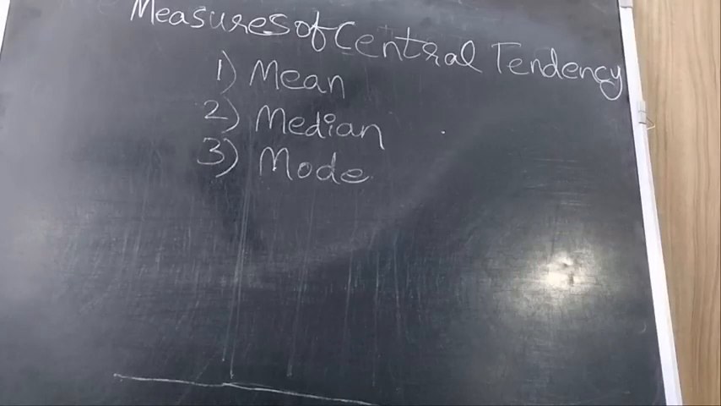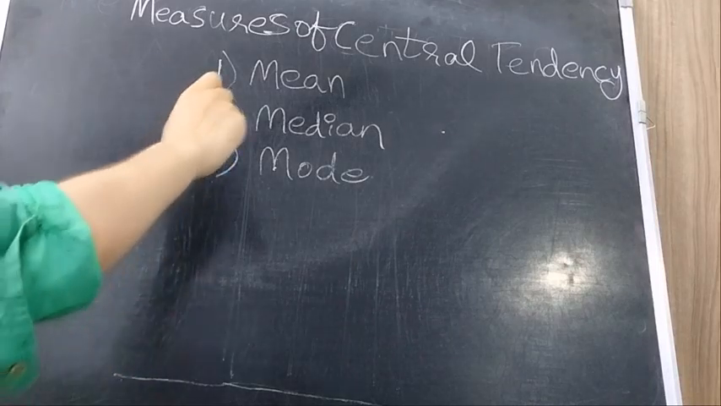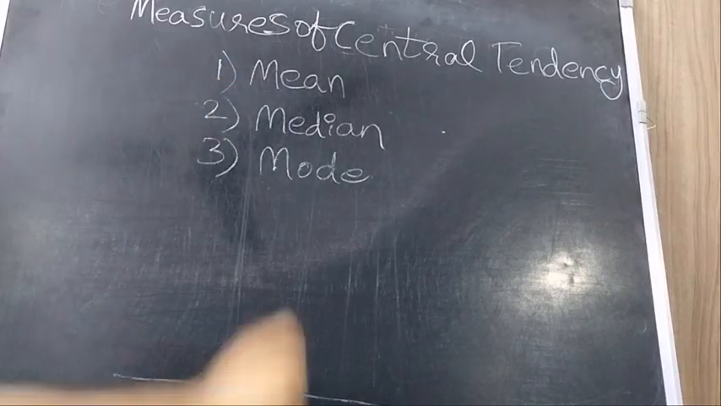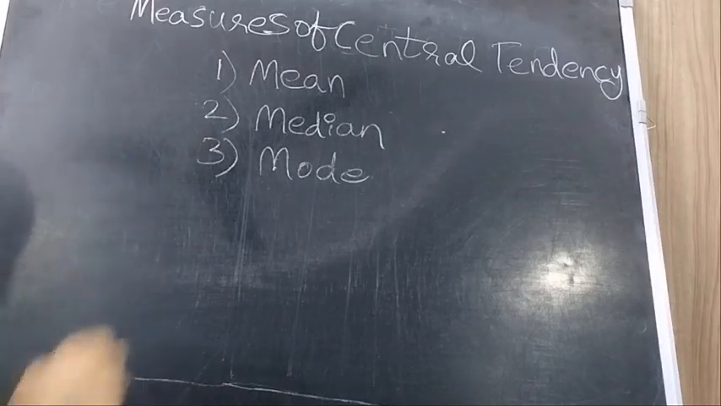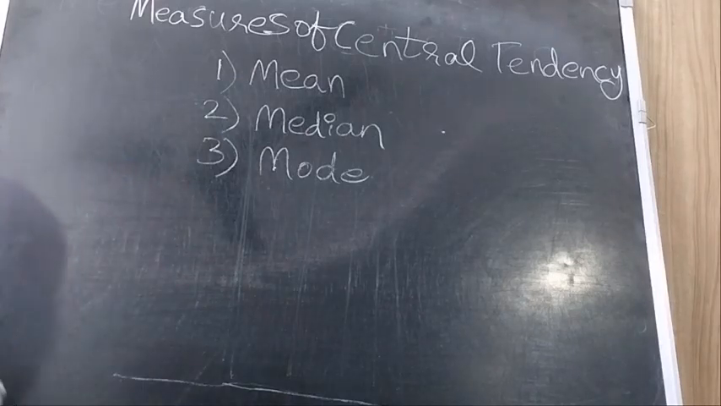Today our topic is about measures of central tendency. In measures of central tendency, there are mainly three topics. First one is the mean, second one is the median, and third one is the mode. Let's discuss one by one.